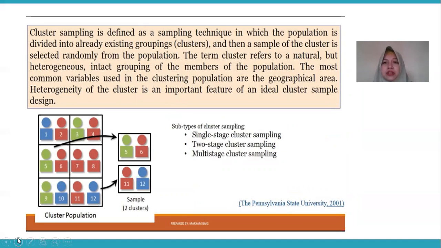The term cluster refers to a natural but heterogeneous intact grouping of the members of the population. The most common variable used in clustering the population is the geographical area. Heterogeneity of the cluster is an important feature of an ideal cluster sample design. So this is the explanation of cluster sampling.